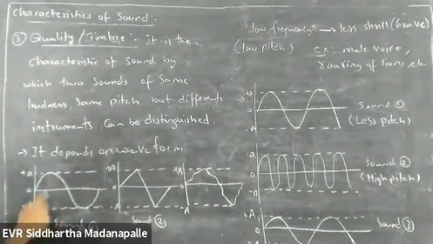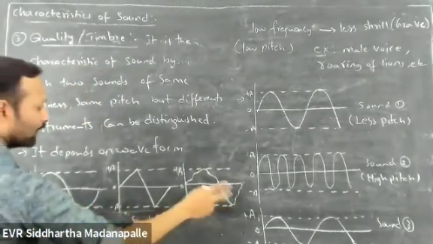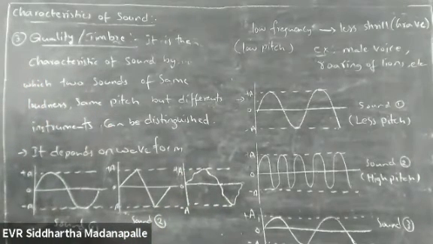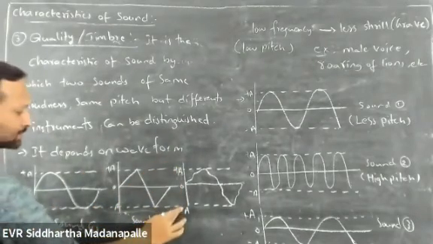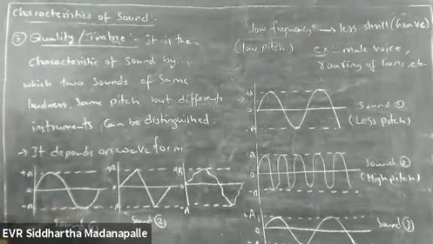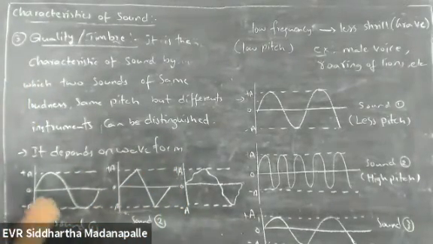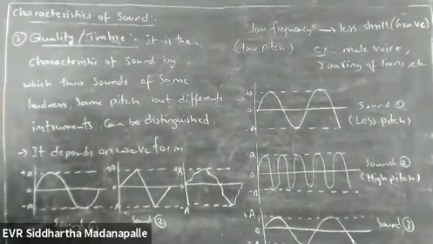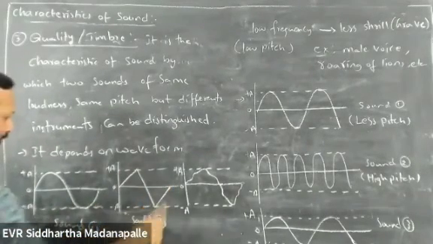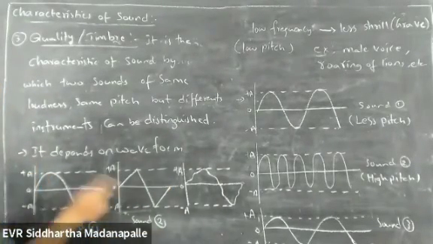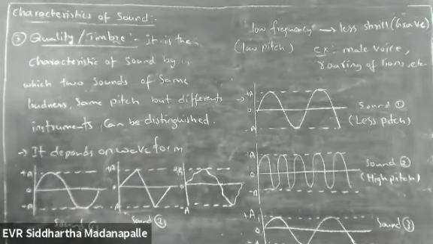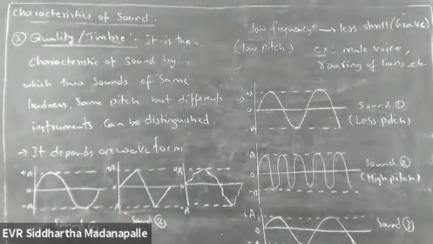Now, number of waves per second, 1, 1, 1. Frequency is the same, means pitch is the same. Amplitude plus A minus A, plus A minus A, plus A minus A. Amplitude is the same, means loudness is the same. Now, what is the difference here? Difference is the waveform. By using these waveforms, we can differentiate the different instruments.